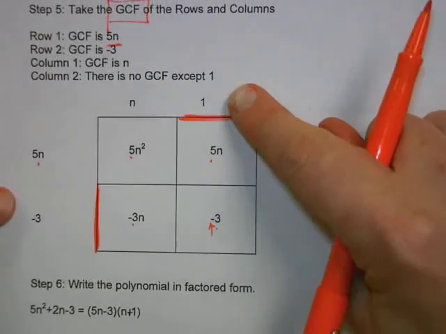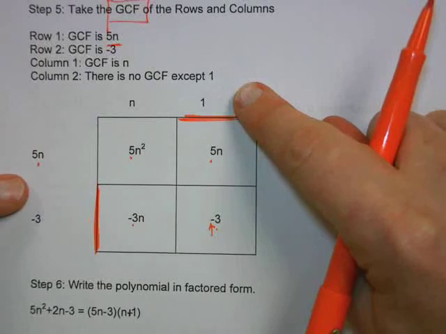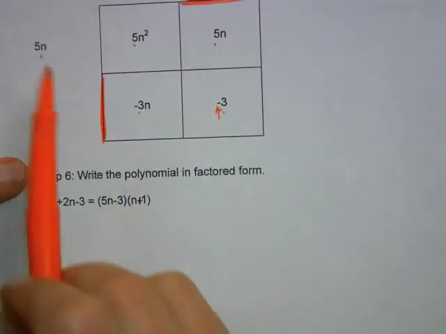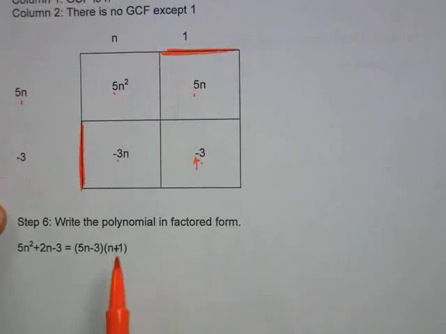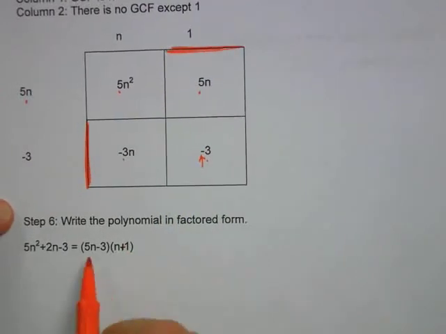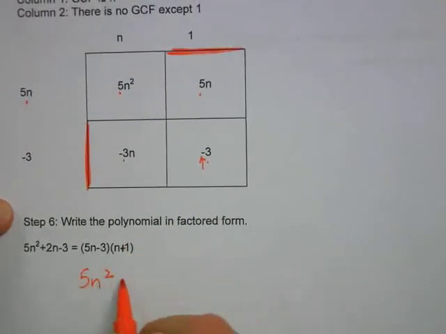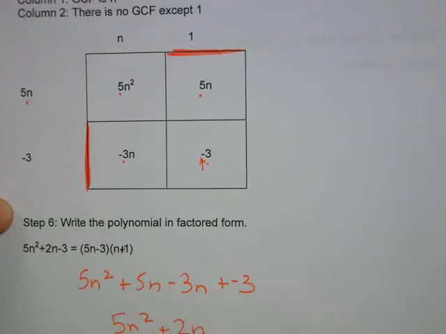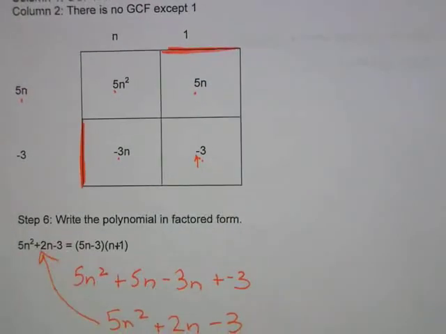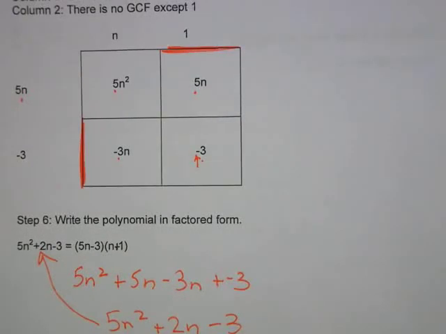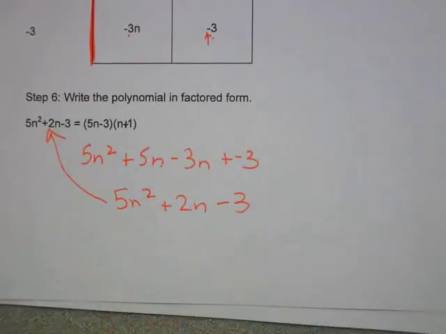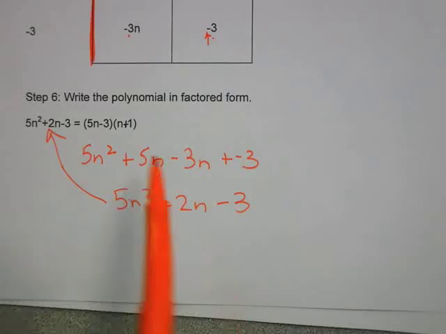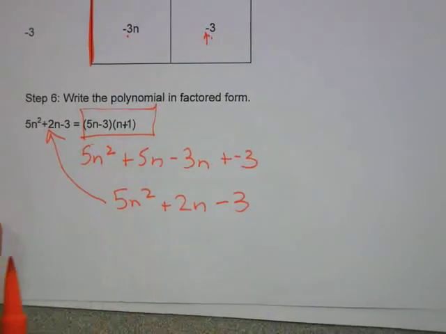The leftovers, the GCFs, are the two factors. So we have 5n minus 3 and n plus 1. If I FOIL these out, I get 5n squared plus 5n minus 3n plus negative 3, which is 5n squared plus 2n minus 3, which was my original trinomial. Basically the message is, after you have your two factors, FOIL it out, make sure that it works. So we're going to practice these on the next page.